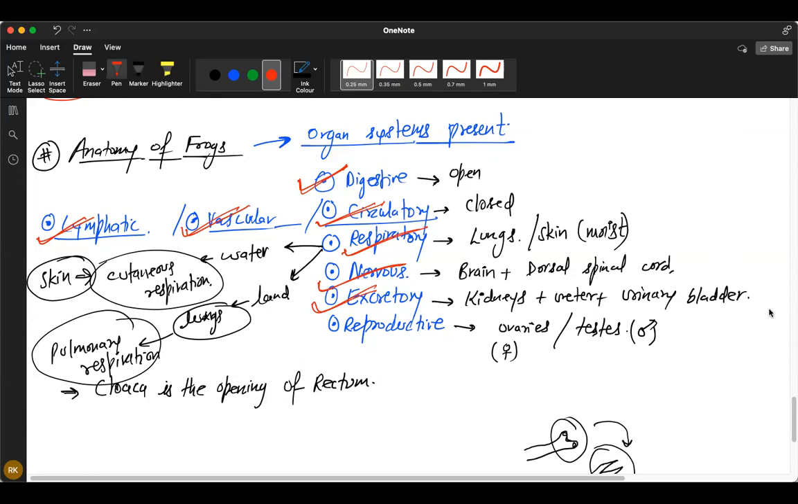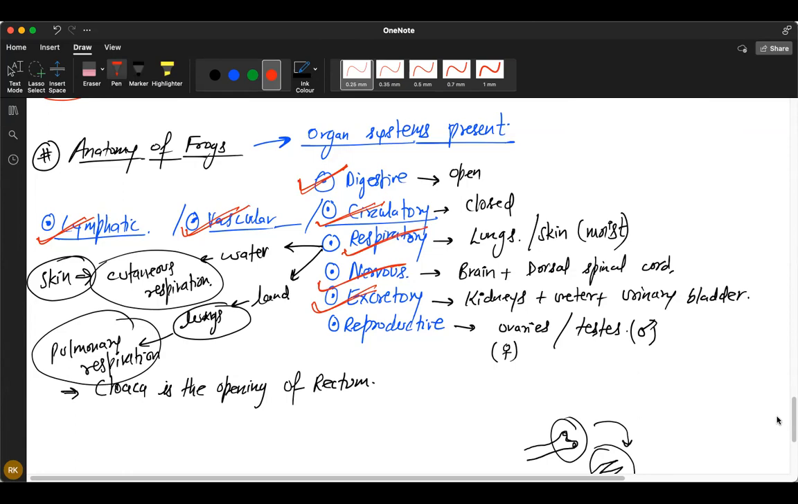And another similarity in human and frog males is that, remember I told you that human males have a common passage for sperm and urine both, right? In frog males also, there is a common passage for urine, sperm, and also the fecal matter. So there is only one opening, which is called cloacal aperture or cloacal opening.